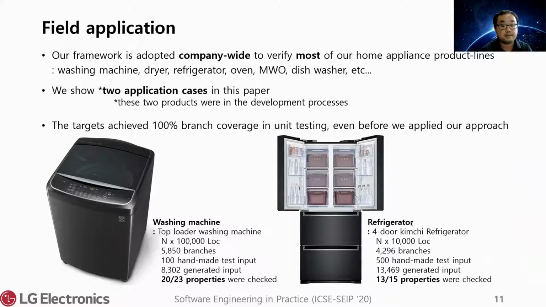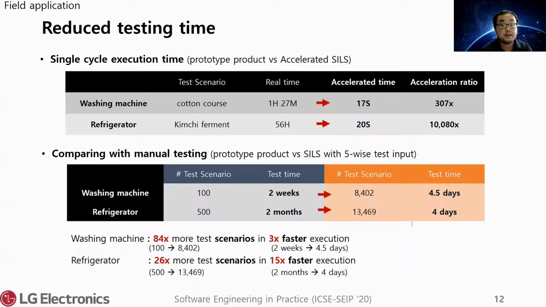We applied this framework for verifying our various products in AGE. Here we present two field applications, one with a washing machine and another with a kimchi refrigerator. The targets already achieved 100% branch coverage in unit testing. This slide shows the gain in efficiency.